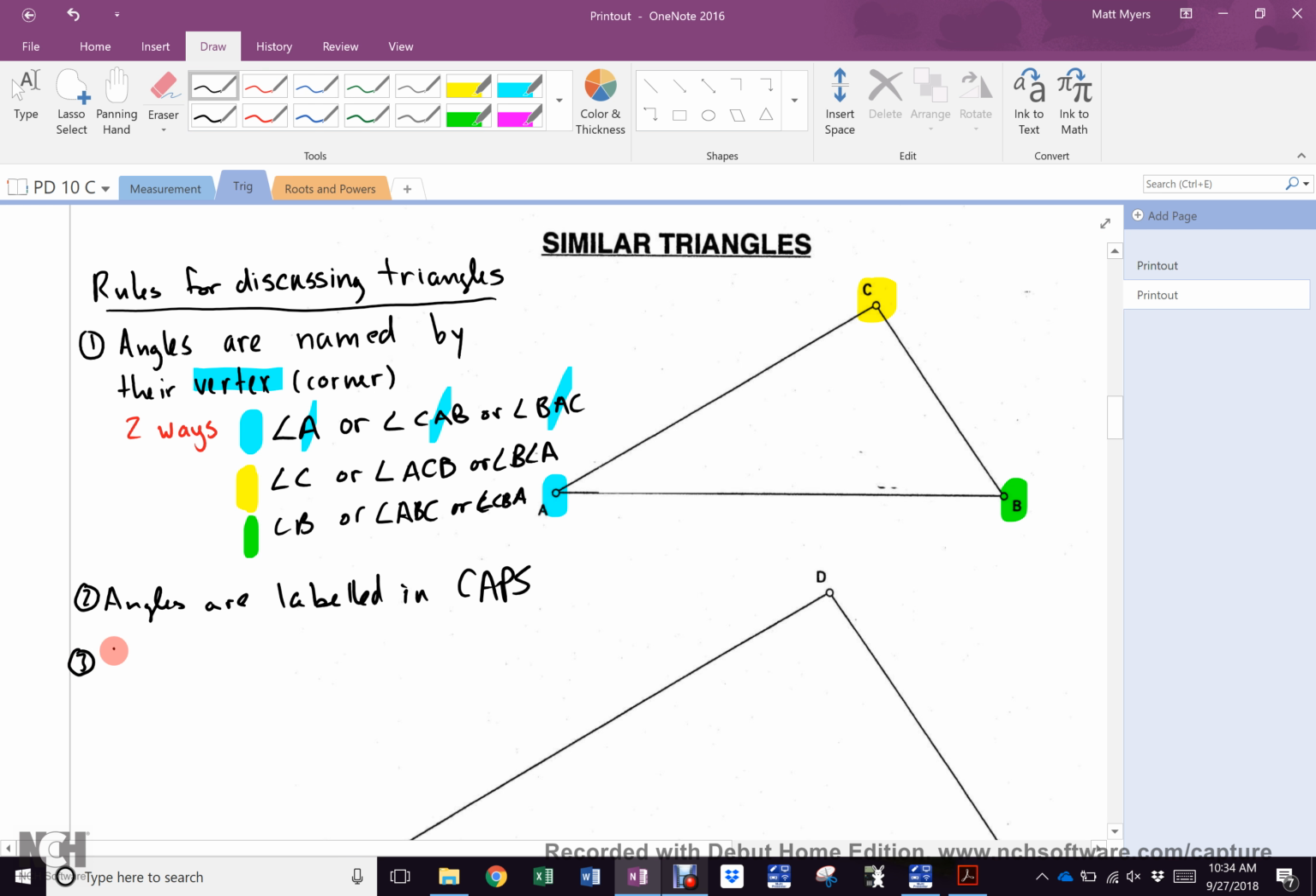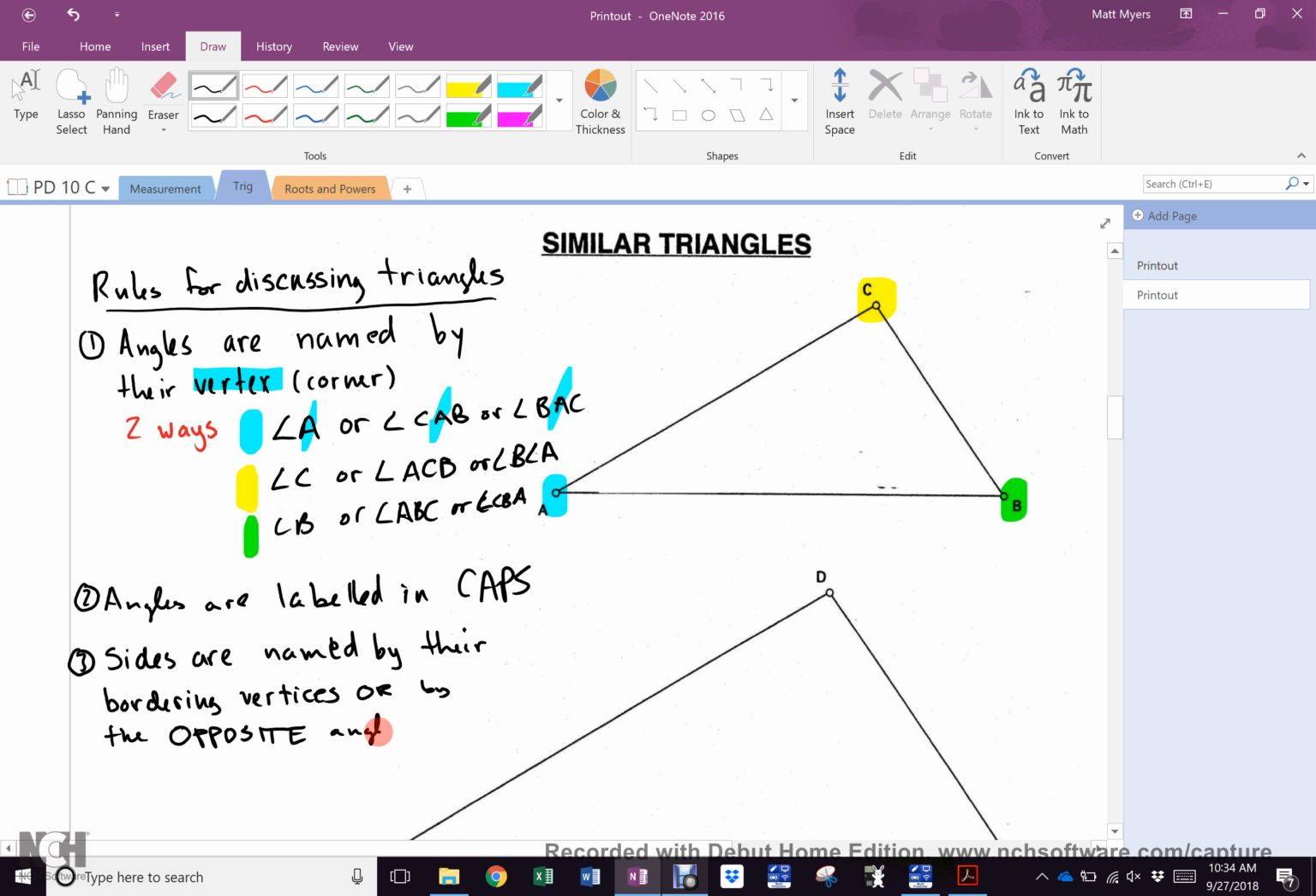Third rule. Sides are named by their bordering vertices, which is the plural of vertex, bordering vertices, or by the opposite. What does opposite mean in trig? Or the opposite angle. Everybody cool? So now, here's what that means.